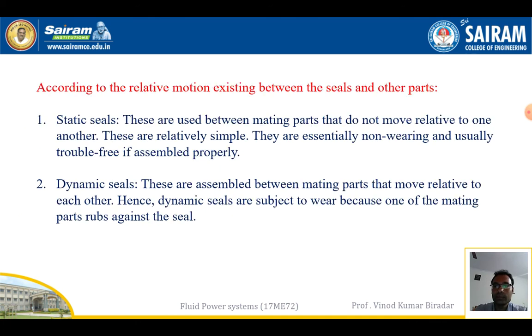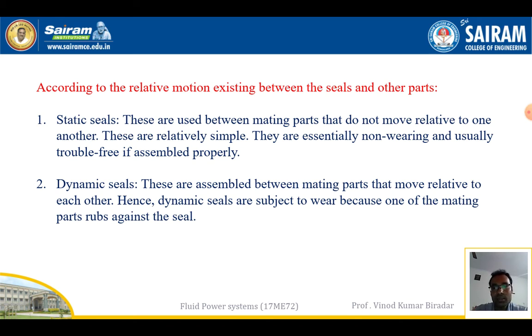Next is the classification according to the rate of motion between the seal and the other parts. Based on the motion, seals are classified into static seals and dynamic seals. Static seals are used between mating parts that do not move relative to one another, so they cannot move from one point to another. In such positions we use a static seal. These are relatively simple, essentially non-wearing, and usually trouble free if assembled properly, in a fixed position.